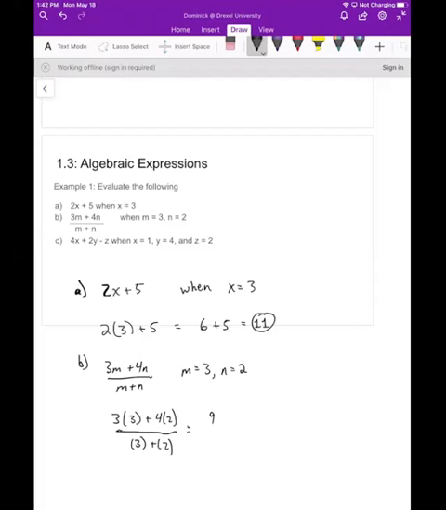So in the top, we have 9 plus 8. And in the bottom, we just have 3 plus 2, right? Nothing changes there. And we get 17 over 5, which of course we can't reduce.